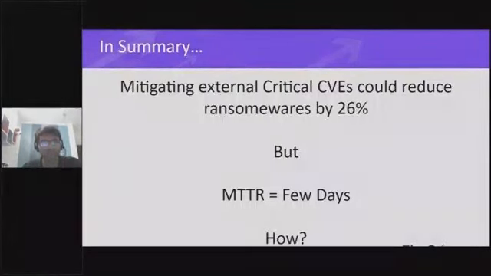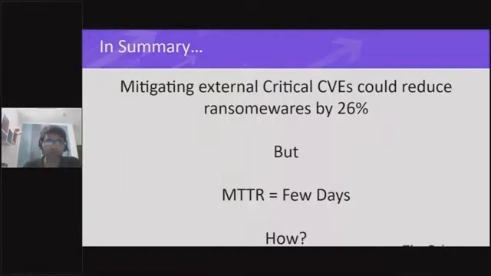But if it is done correctly, and there is a practice of continuously identifying these vulnerabilities and mitigating them within a few days, then yes, we can reduce the ransomware risk by 26%. Now the question is how.